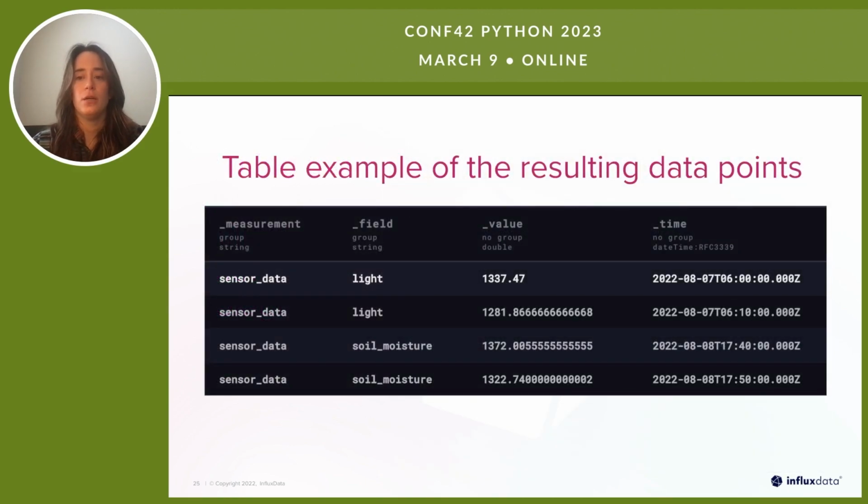So this is an example of how our data appears in table format once we've written our data to InfluxDB and actually queried it. So we have one measurement, which is sensor data, a field, which is light and soil moisture, and there's more fields, including temperature and humidity. And we also have the equivalent value for each field, as well as a timestamp associated with it.